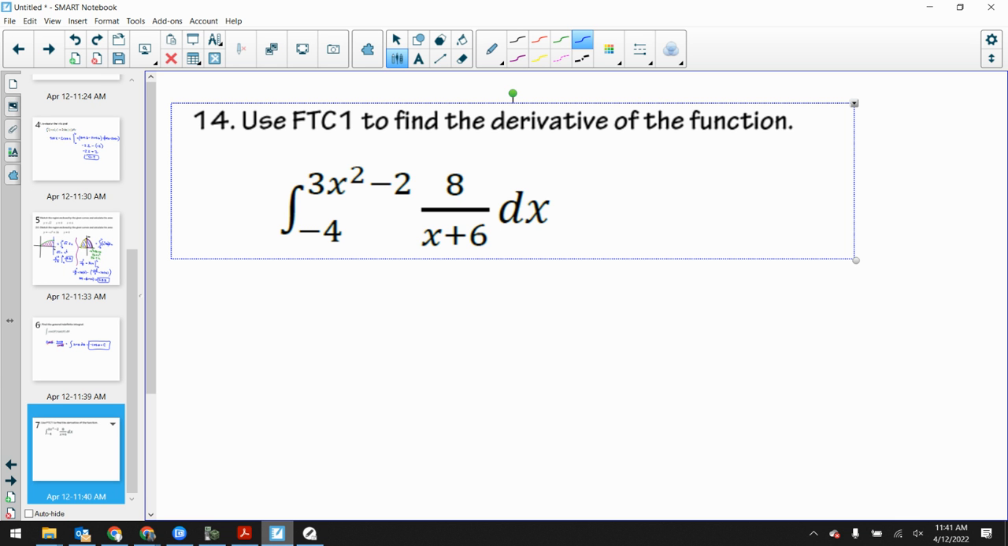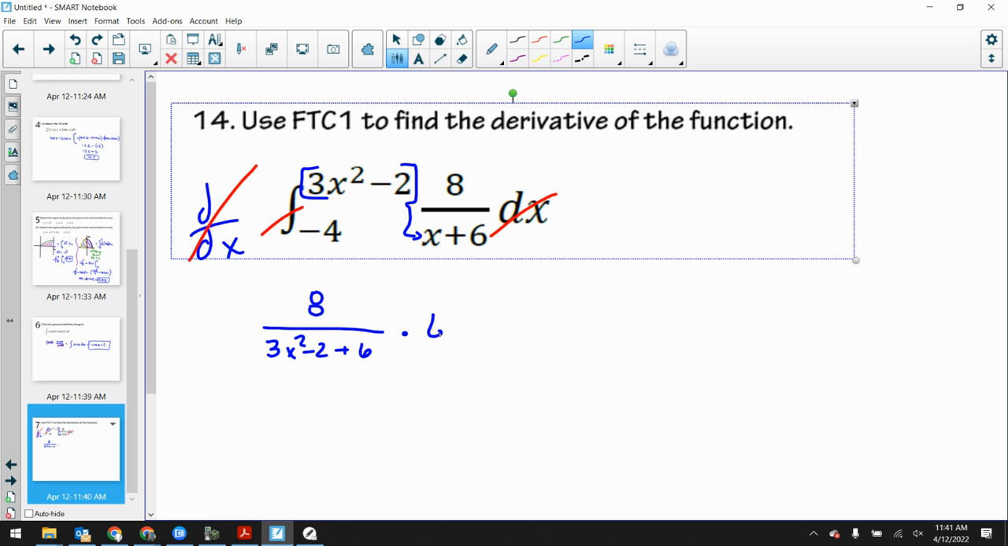So if I wanted to find the derivative of this, basically what I'm going to be doing here is taking this piece, and I'm going to input it right into there, and then multiply back on using the chain rule. Because if I take d over dx of this, that's going to cancel this and this and this, which is basically going to say 8 over 3x squared minus 2 plus 6. And then I have to find the derivative. I got to keep going inside there, peel back the layer, and now find the derivative of 3x squared minus 2, which is 6x.